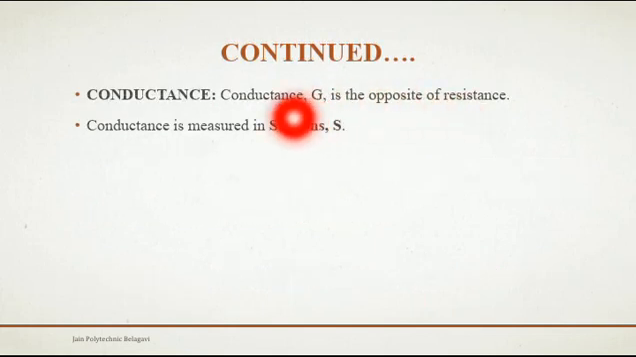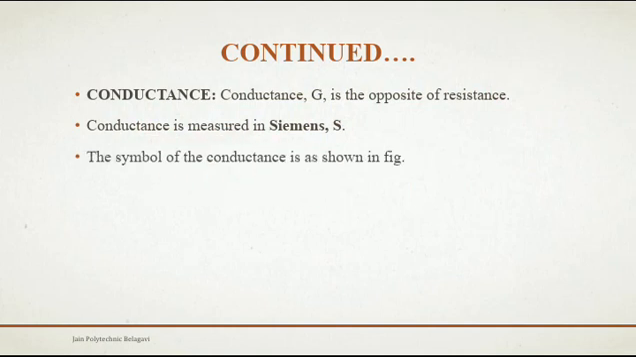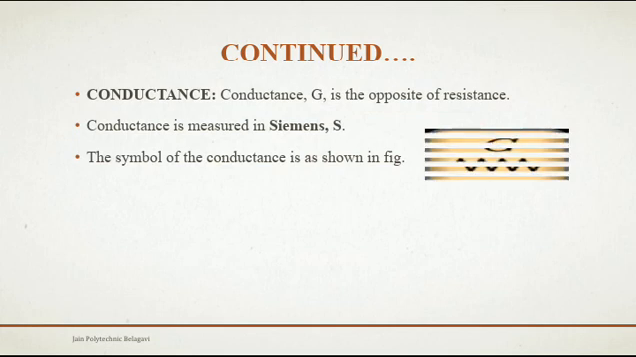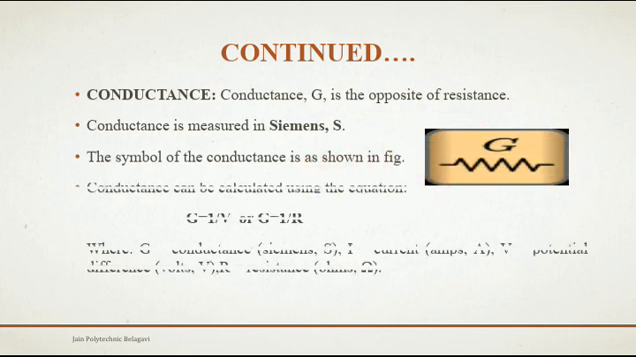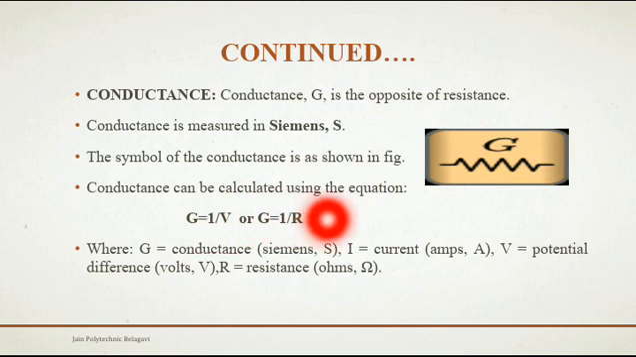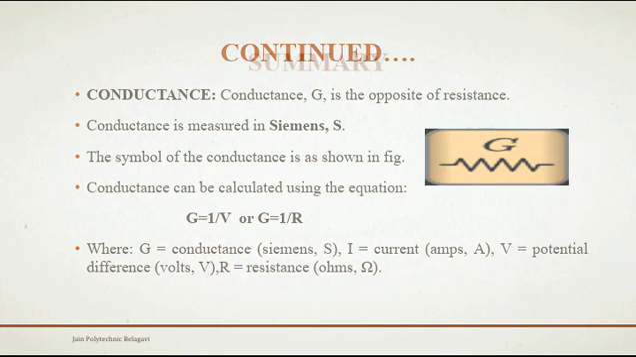The next definition which we are going to discuss is conductance, which is denoted by G. This is the opposite of resistance, and conductance is measured in Siemens, denoted by the letter S. This is the symbol of conductance, and conductance is calculated using the equation G = I/V or G = 1/R, where G is conductance measured in Siemens, I is current measured in amperes, V is potential difference measured in volts, and R is resistance measured in ohms.